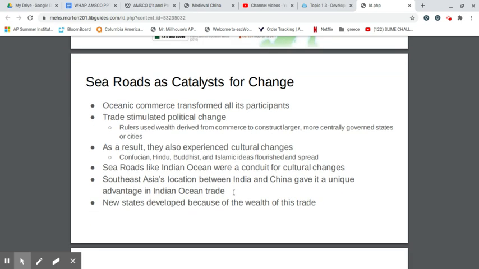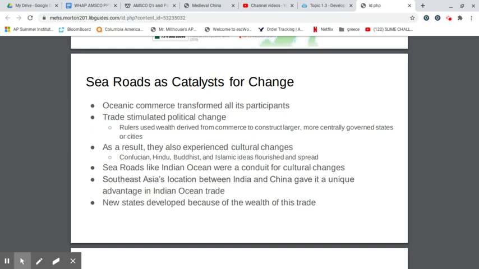All right, sea roads do become catalysts for change. It stimulated political changes. Rulers used their wealth, which they took from commerce and trade, to construct larger and more centrally governed states or cities. People like having local authority and autonomy, but most of the time, countries or empires are more efficient and more successful when they have a stronger centralization, when everything runs through, say, an emperor or whatnot. As a result, these areas also experienced cultural changes.